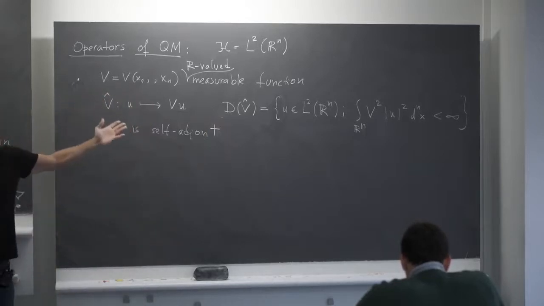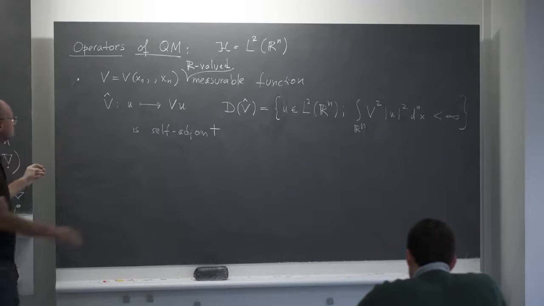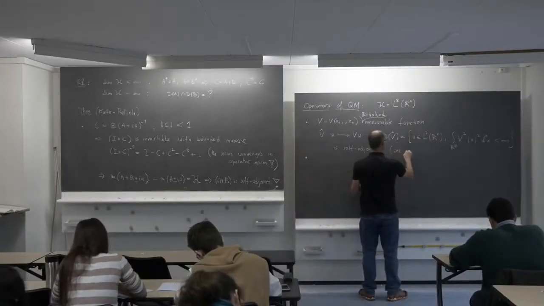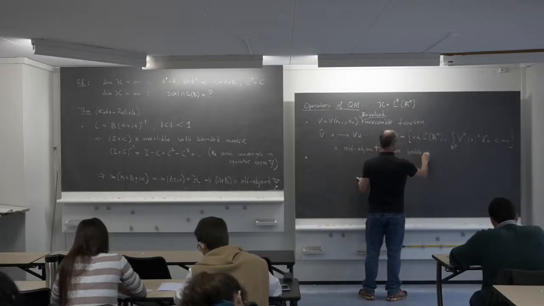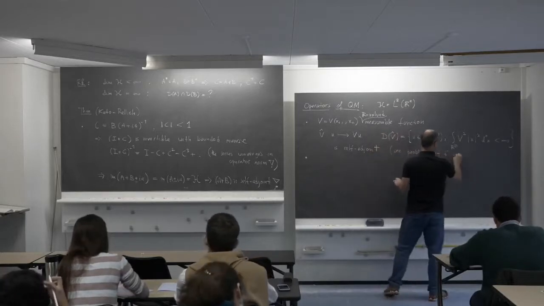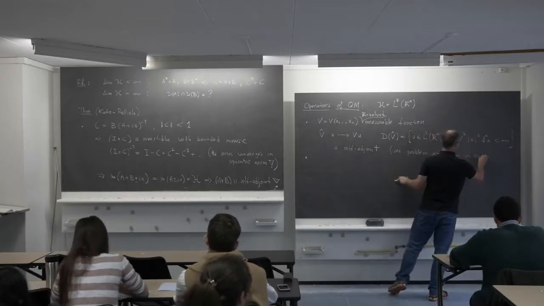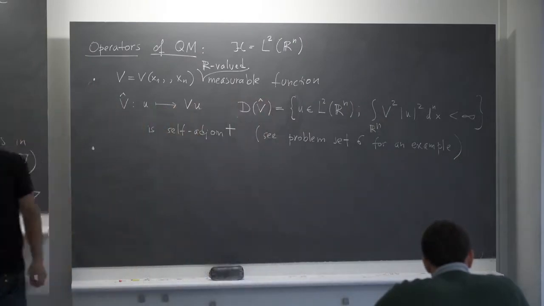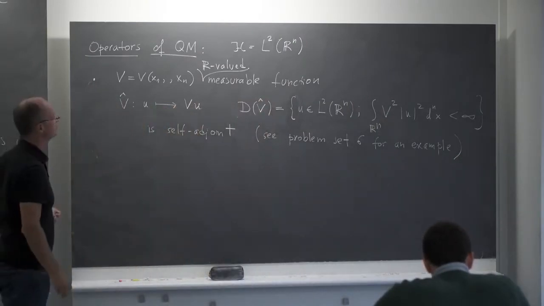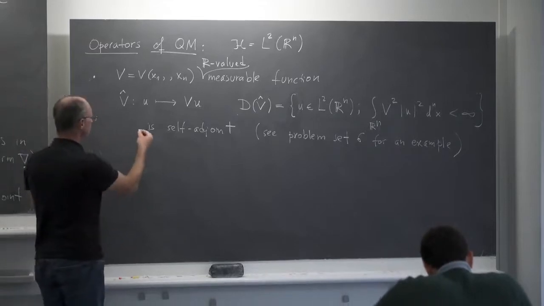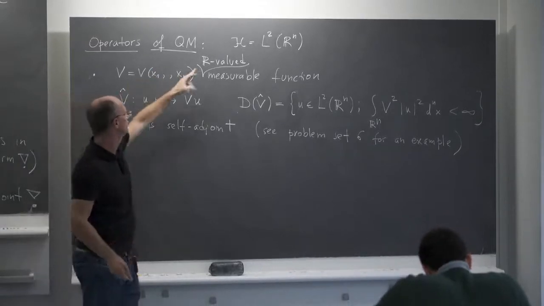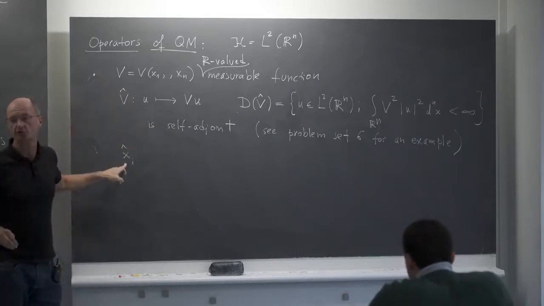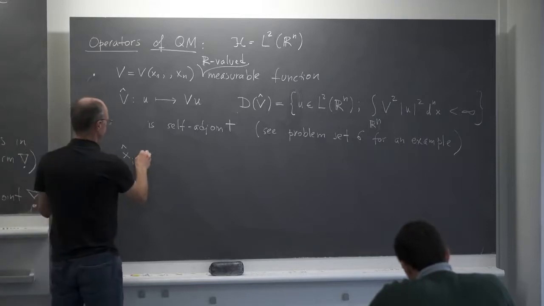So those operators are self-adjoint. So as I say, there is an example of this phenomenon in problem set 6. In particular, of course, important operators correspond to V that you simply choose equal to one of the coordinate functions.